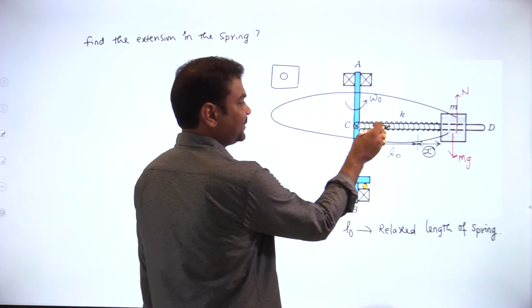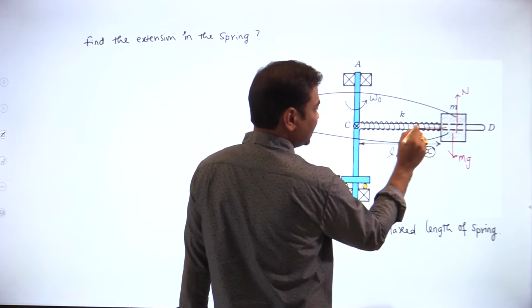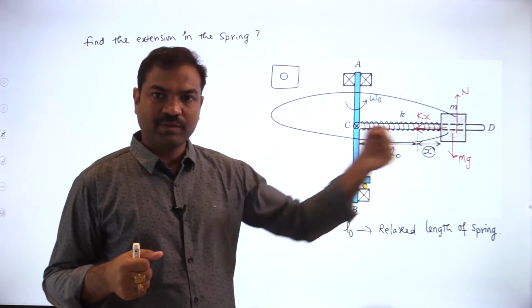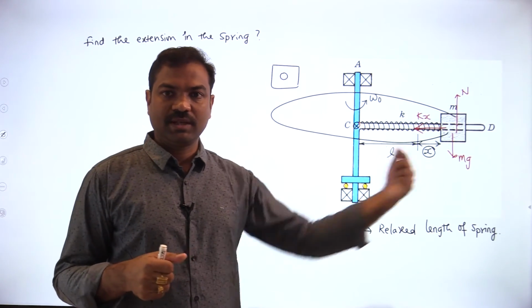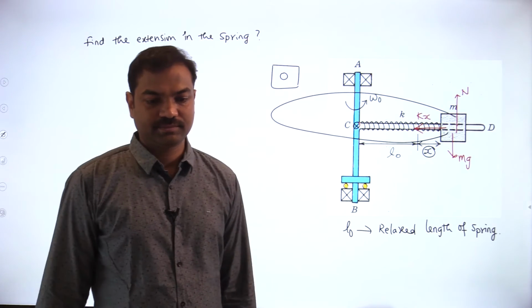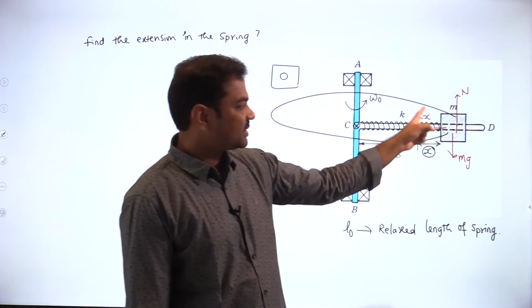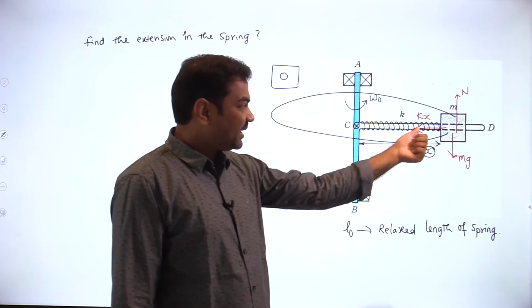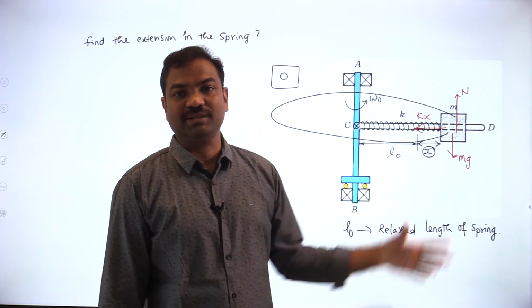As the spring is extended by x amount, what is the force acting? Kx will be the spring force, no? Spring is extended, so the spring force will try to compress it. Then Kx will act towards the center. Then what is the centripetal force? Centripetal force is Kx, the spring force. So to provide the centripetal force only, the spring will extend.